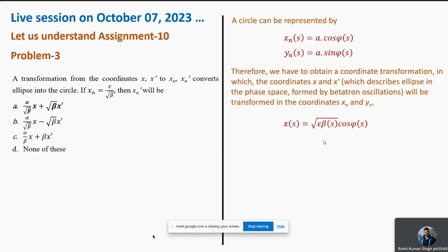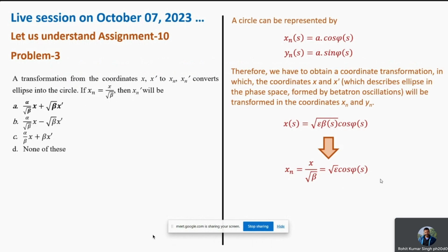So the first transformation is very easy. You can see here, if this beta can be brought down in the denominator with x, then we will have under root emittance cos phi, and under root emittance is a constant. So x can be converted very easily, which can be a candidate for representing a circle. Now if you can get x here, the other coordinate should be either under root emittance sin phi or minus under root emittance sin phi. Sign doesn't matter whether it is plus or minus.